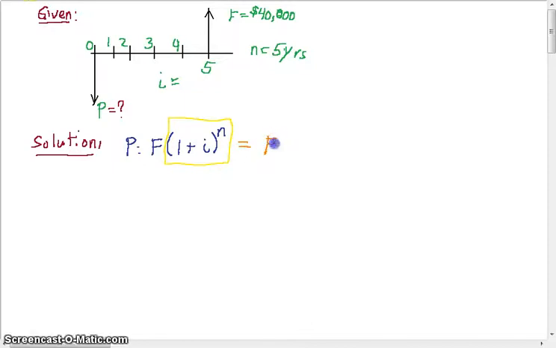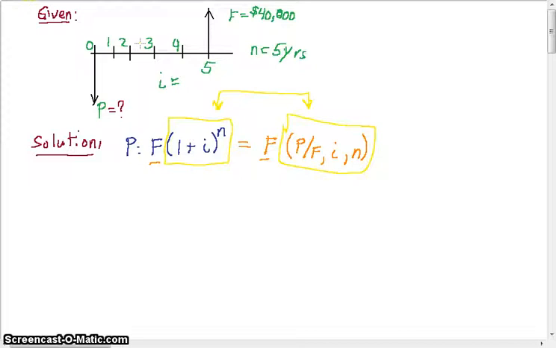Let's write this in functional notation. We still have our F. That's the same as before. But now we have, instead of 1 plus I to the n power, we are going to write it in functional notation. And that functional notation states it this way. Find P given F at some interest rate, I, for n periods. Okay? So in this case, what we have is this term is equivalent. These two are equivalent to each other. They're the same thing and interchangeable.